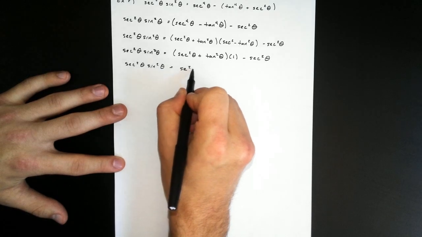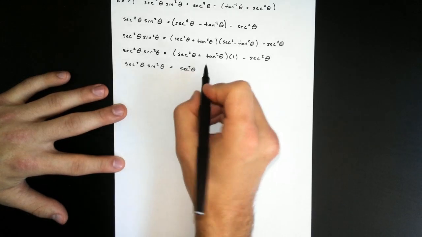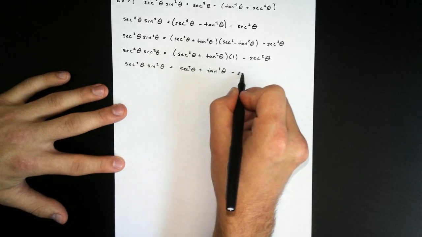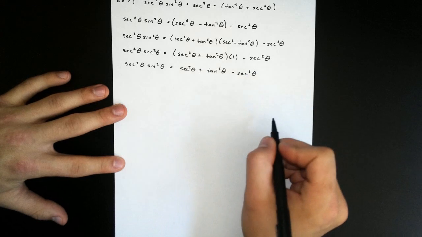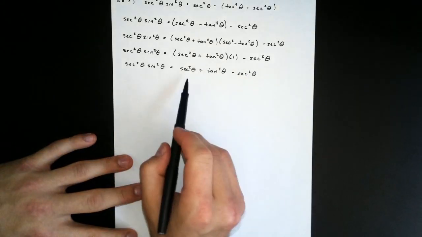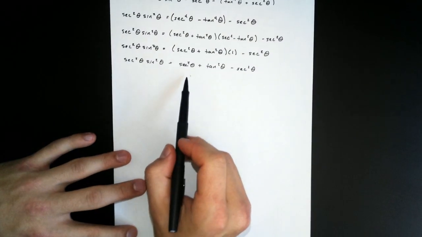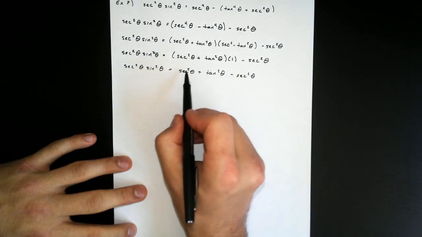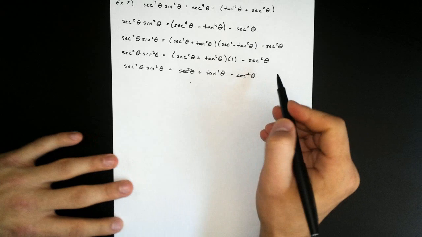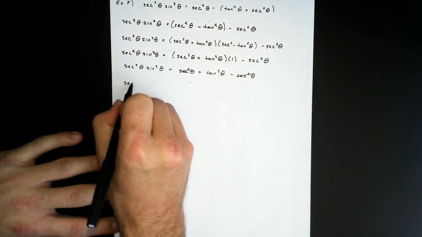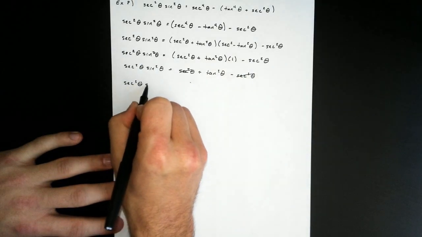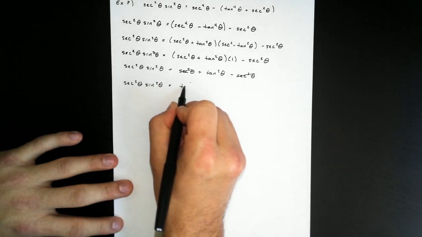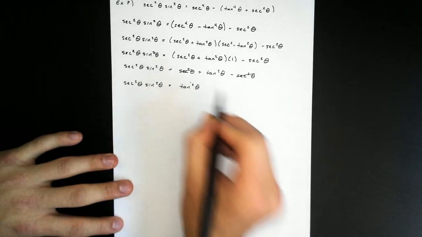So then we have the secant squared plus the tangent squared minus the secant squared. So now we have some like terms we can combine. We have a positive secant squared, a negative secant squared. So these will simplify to 0. And we are left with the secant squared of theta times the sine squared of theta, and that's equal to the tangent squared of theta.